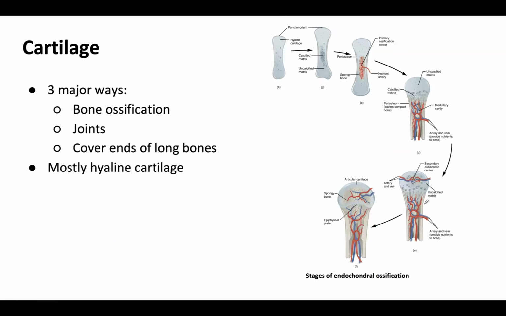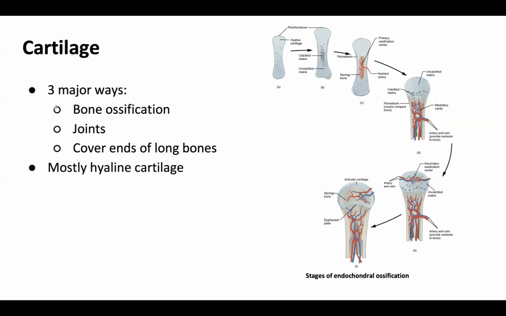All right, cartilage, a sneaky favorite of mine as well. It's going to be hugely important in the musculoskeletal system. It's up there in importance with bones and muscles. Cartilage, like bone, is one of the major types of mature connective tissues, and there are three major ways that cartilage is associated with the skeletal system.